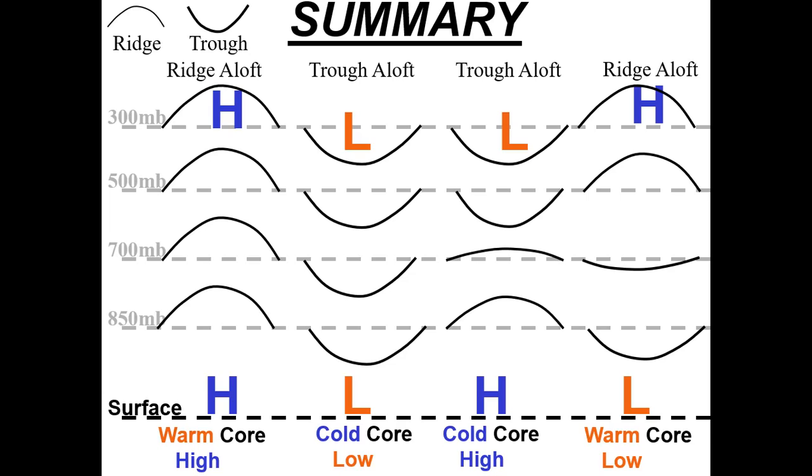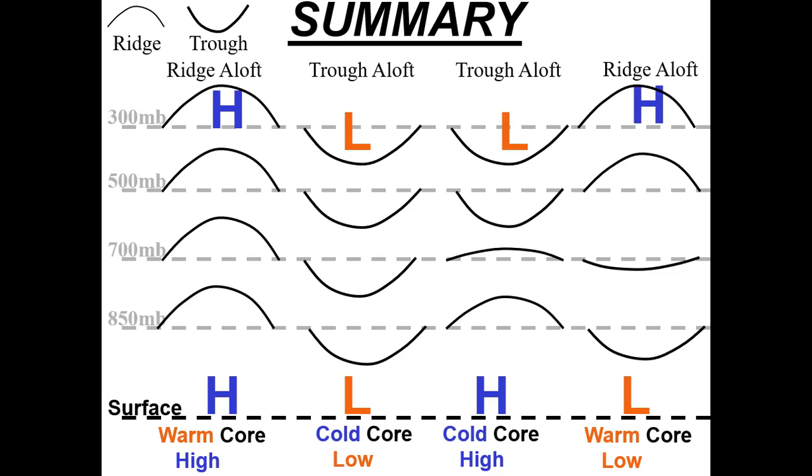With a cold core low, notice you get an upper level low above it, and you get a bending down of these height lines, or the higher heights tend to dip and get lower at every respective level here. That's known as an upper level trough.